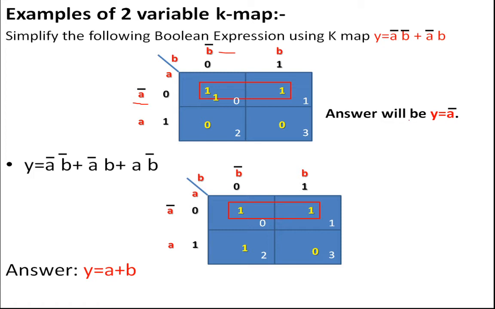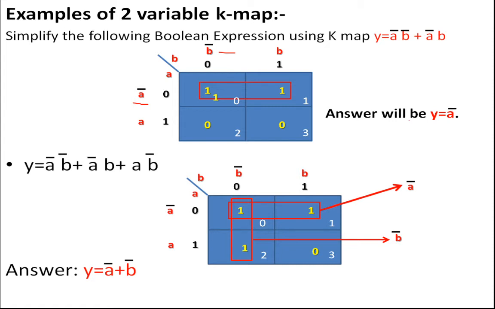So what will be the answer? Answer will be a bar. Why? Because the value of b is changing. This is just like a previous problem that we have solved. Now these are the other two cells which are adjacent to each other. So what is the answer that we'll be having? That is b bar. Yes, you have guessed it right, and the final answer is y is equal to a bar plus b bar. Hope you have understood this concept of two variable K-map.